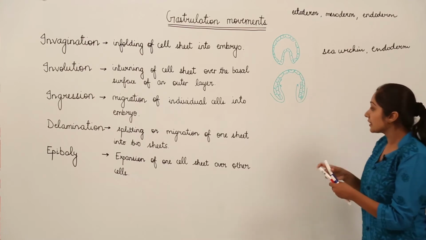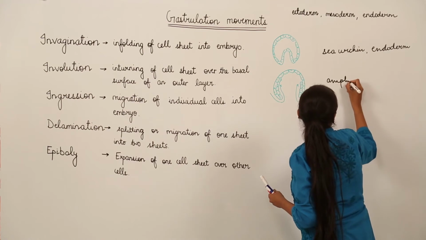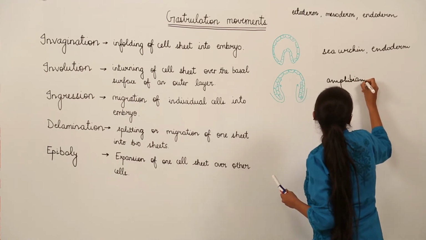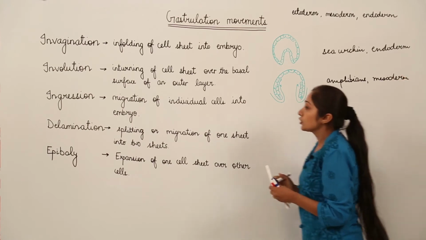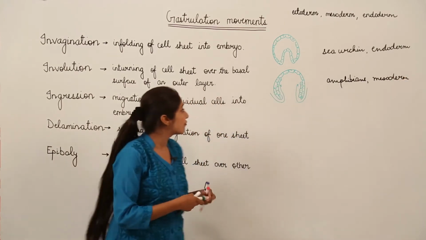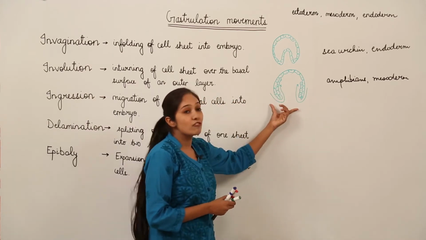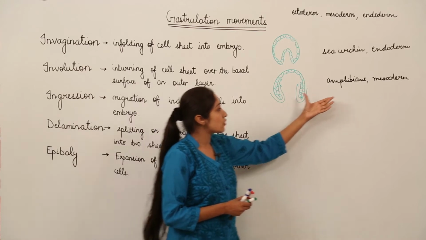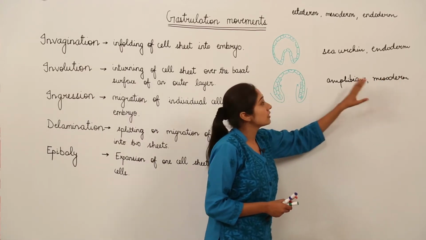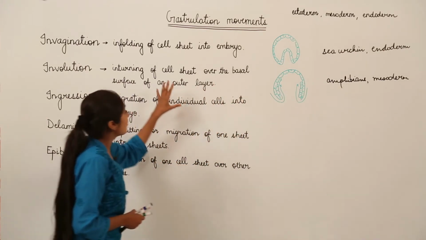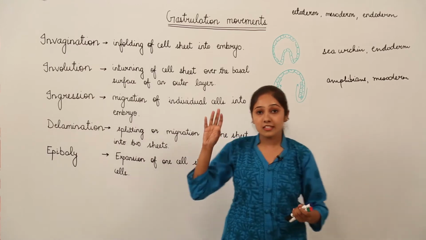And the example for this is, this takes place in case of amphibians, while the mesoderm is formed. Okay, so involution is the turning in of a cell sheet over the basal surface. As you can see, this type of movement is seen in case of amphibians, wherein the mesoderm layer of the embryo is formed. So we have discussed so far these two gastrulation movements. You can make out what is the difference.